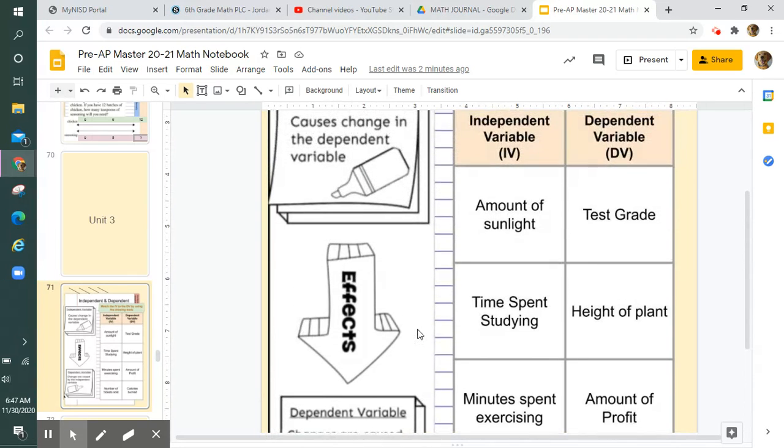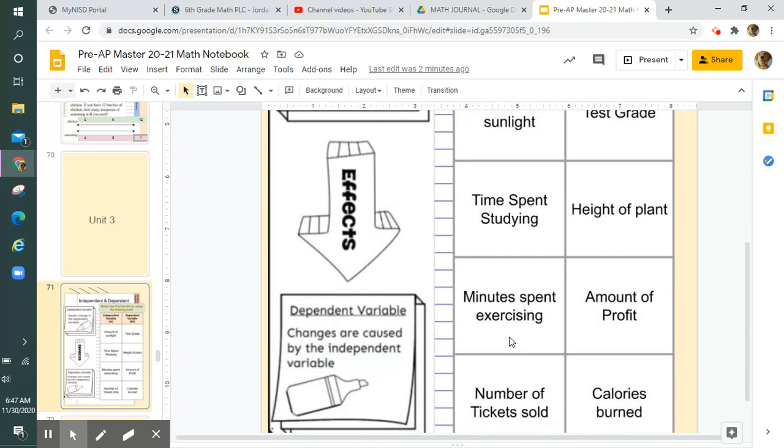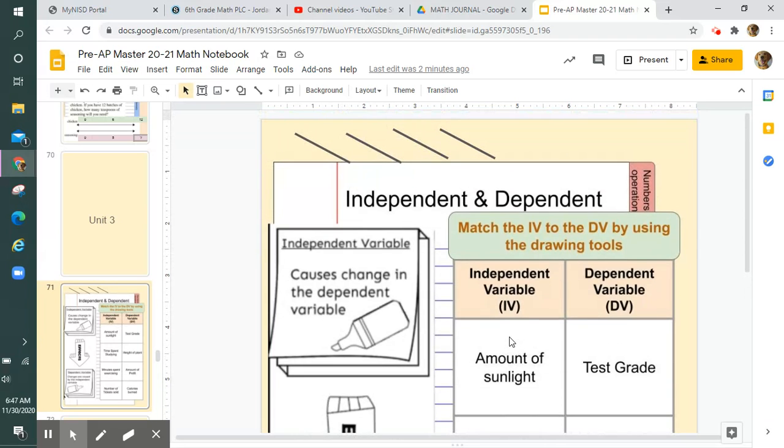Okay, so we're going to look at some of these. We have a list of independent variables on the left and dependent variables on the right. We're going to see which ones go together. We're going to draw a line to match them. So I put a bunch of lines up here for you guys, and that's what we're going to use to match them. I'm going to move mine down here to the side just to make it a little bit easier for me.